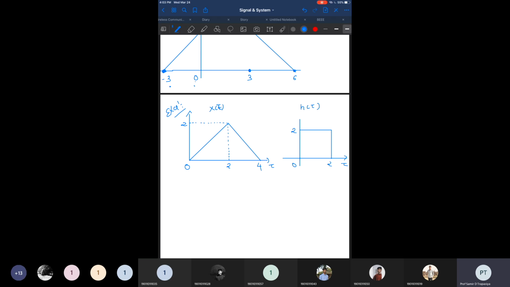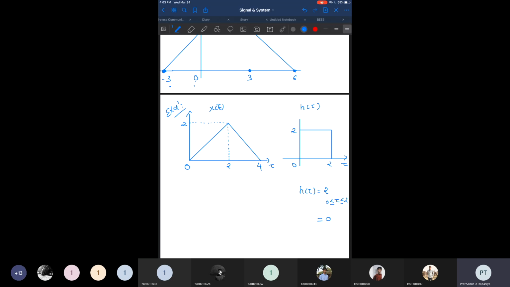So if you observe the signal x of tau and h of tau, this h of tau we can easily define, right? This function is basically 2 for all values of tau between 0 and 2, and it is 0 elsewhere. So it is a constant value, and such kind of examples we already considered earlier. But for this triangular signal, how to define it?